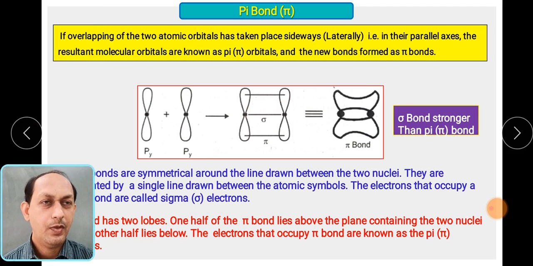As we know, this is a covalent bond. Always remember, sigma bond is stronger than pi bond. Why stronger? Because in case of the sigma bond there is a maximum overlap of atomic orbitals, while in case of the pi bond there is lower overlapping of orbitals.